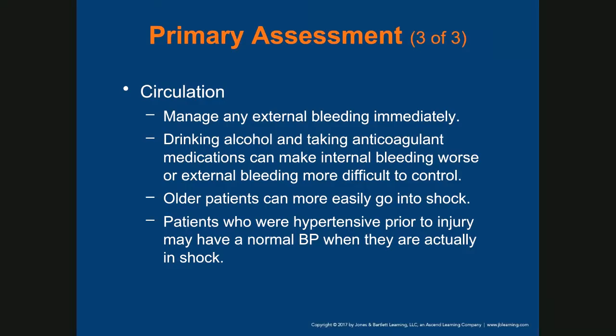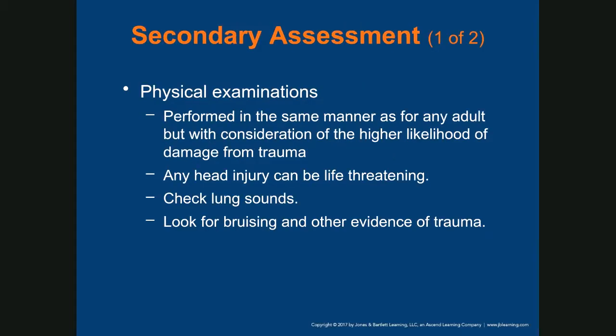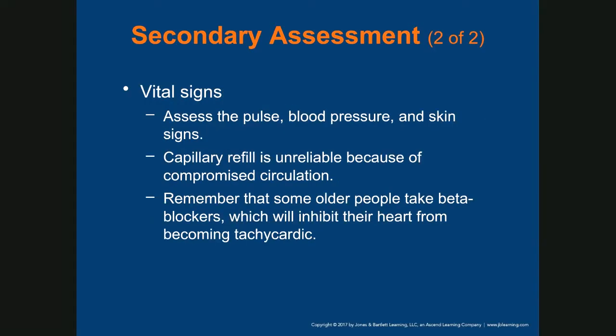Patient presentation. All right, now in your history taking, investigate the chief complaint. Considerations in your assessment must include past medical conditions if they are not currently acute or symptomatic. Secondary assessment, physical examination. Perform in the same manner as for an adult, but with consideration of the higher likelihood of damage from trauma. Any head injury can be life-threatening. Check lungs, look for bruising and other evidence of trauma. For your vital signs, assess pulse, blood pressure, and skin signs.